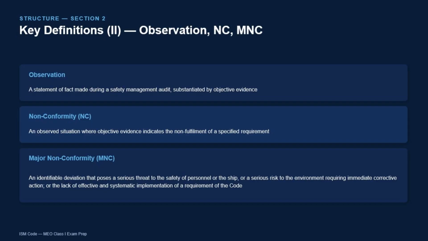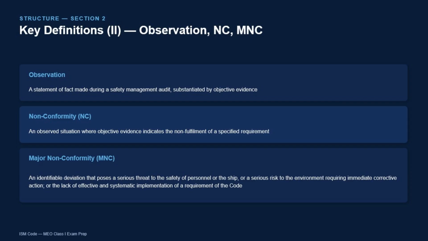Slide 13. Observation, NC, and MNC. An observation is a statement of fact identified during an audit and supported by objective evidence. A nonconformity, or NC, means that a specified requirement of the code has not been fulfilled. A major nonconformity, or MNC, is much more serious.